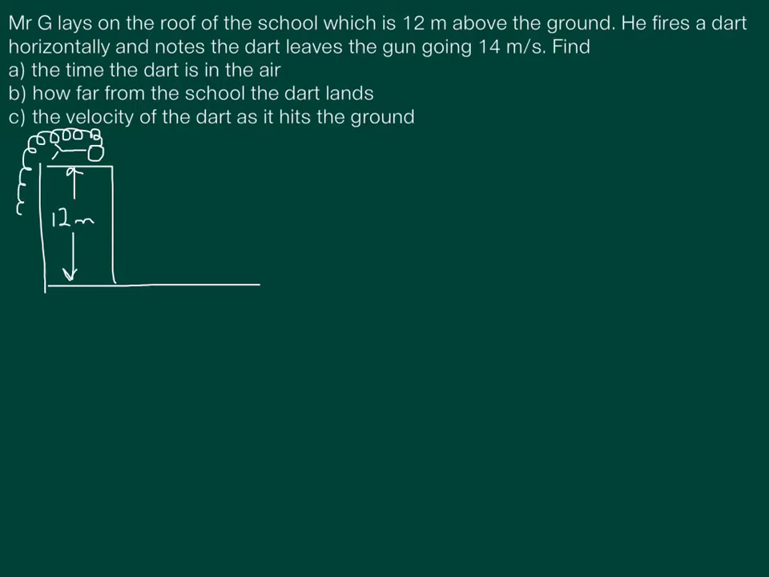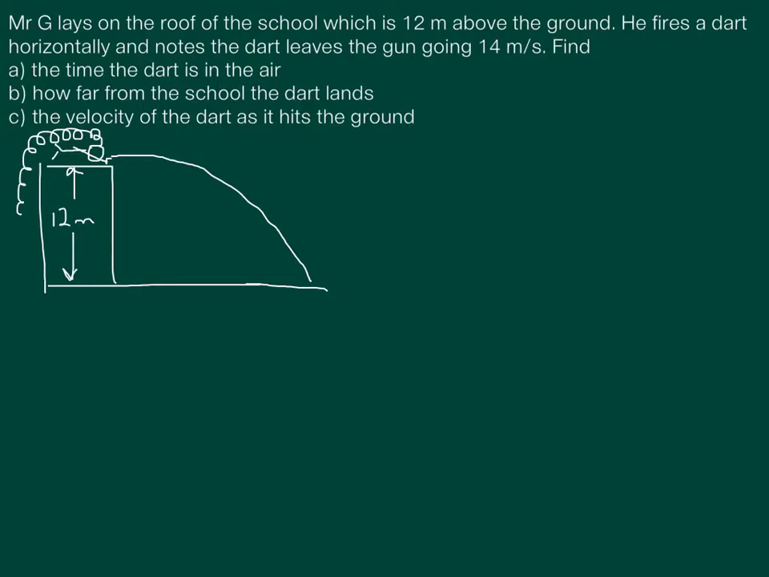And here's his arm, and right here is like this little projectile, this dart gun. He's going to fire this projectile, and it's going to do something like this and land somewhere over here on the ground.